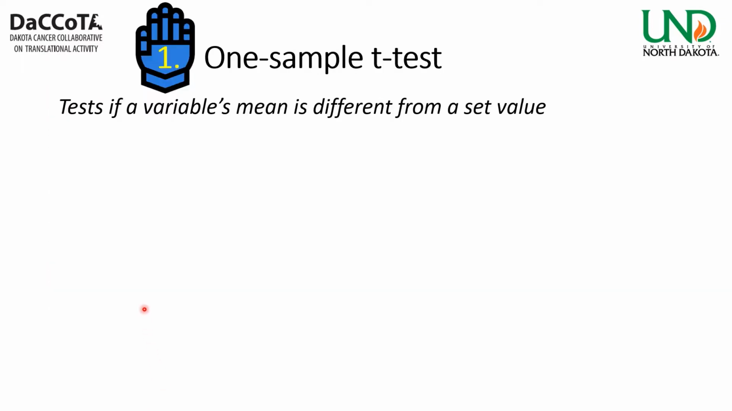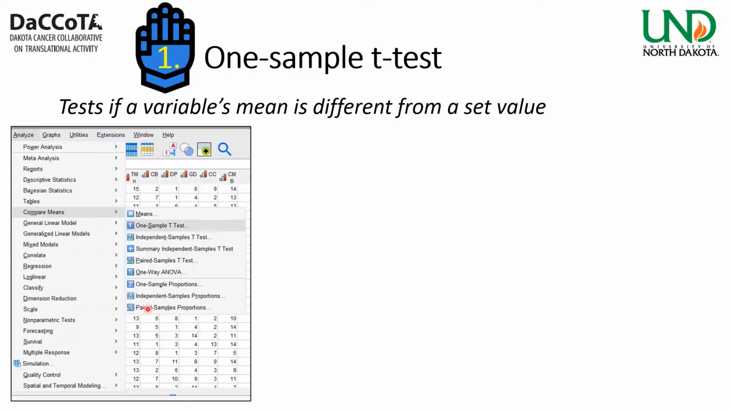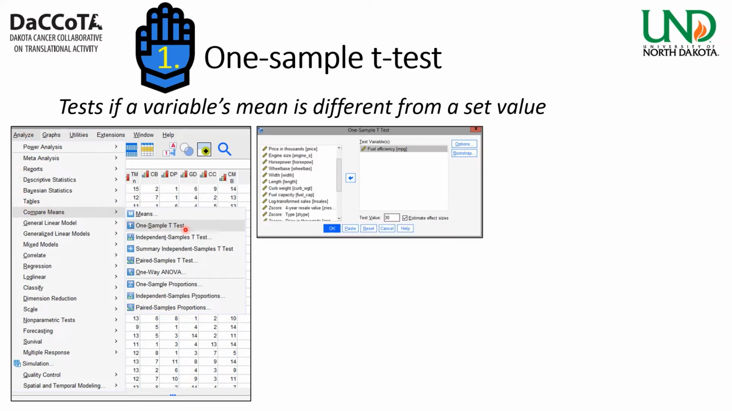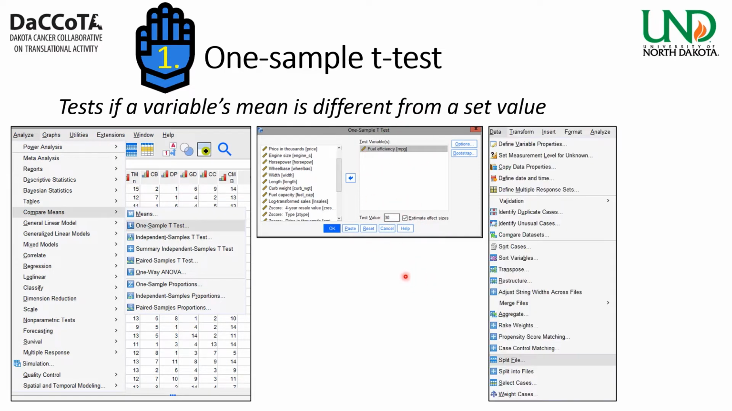So for number 1, we have our one sample t-test. A one sample t-test tests if the variable's mean is different from a set value. So let's show how to do this in SPSS. You go to Analyze, Compare Means, and One Sample t-test. Pretty straightforward. You just put whichever variable you want here, and then the test value down here. You can estimate effect sizes, etc.